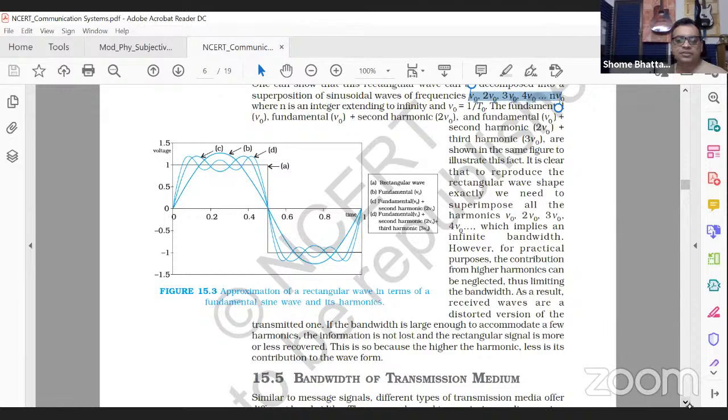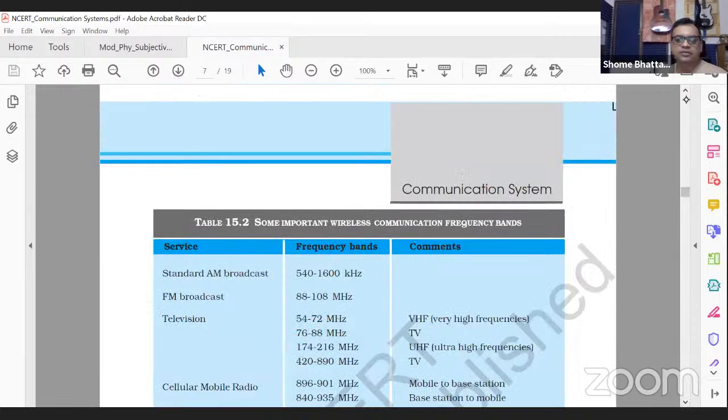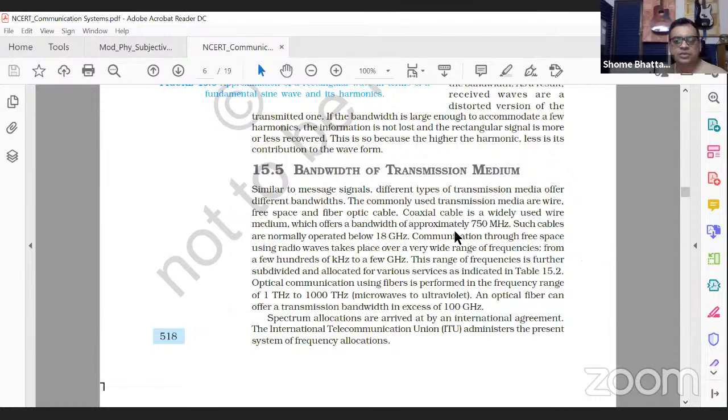Okay, now bandwidths of different transmission media. So again, here there is some data for you: the typical transmission systems, what kind of bandwidths they require. Okay, coaxial cable is used, which has a bandwidth of about 750 megahertz. Okay, and for that the carrier frequency is typically less than 18 gigahertz.